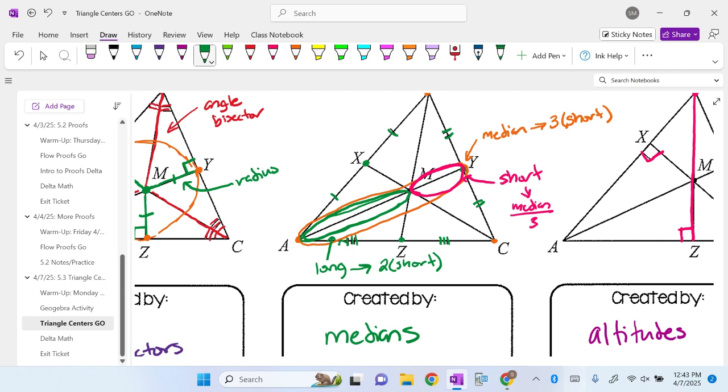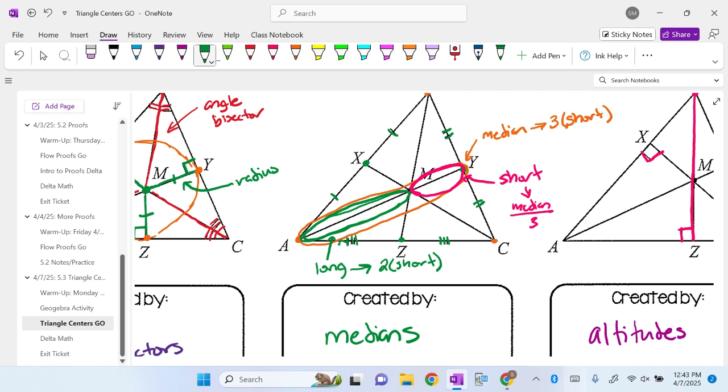Any questions on the different centers of the triangle? Now, the back side is just another recap of what we just said. So we don't really have to go through any of that. It's already filled in all the way for you. It's just a nice recap.